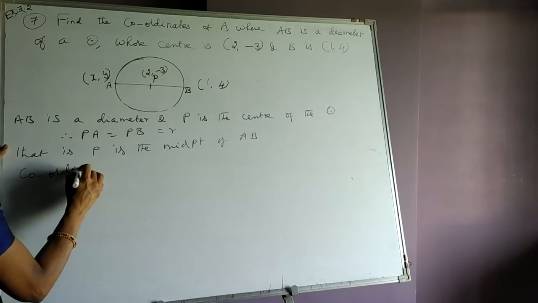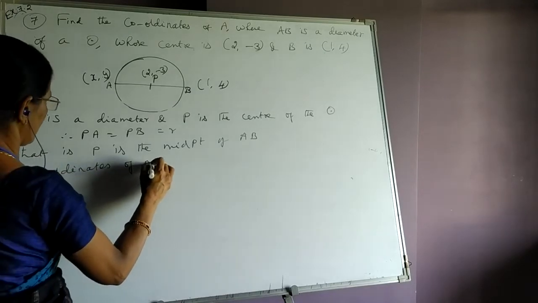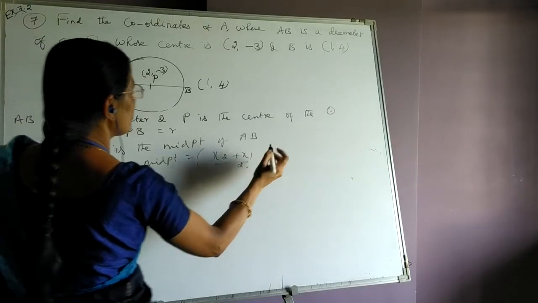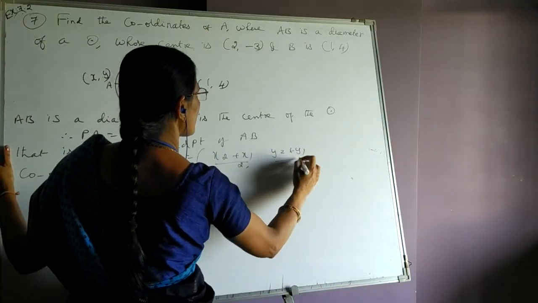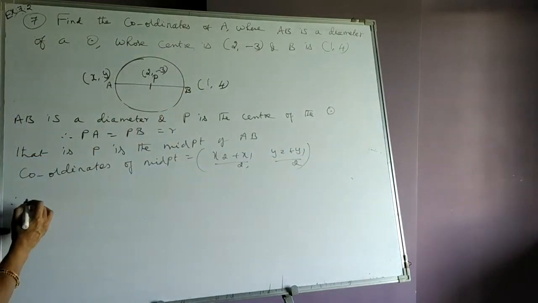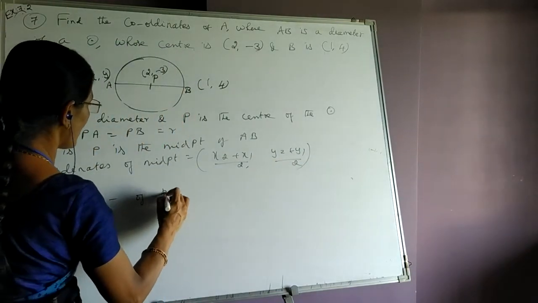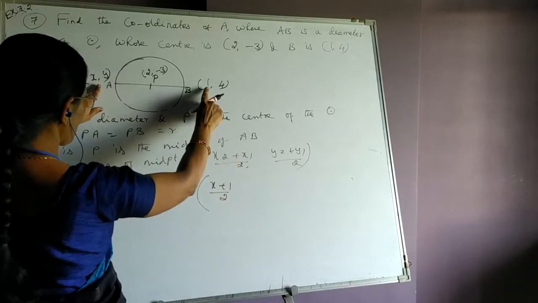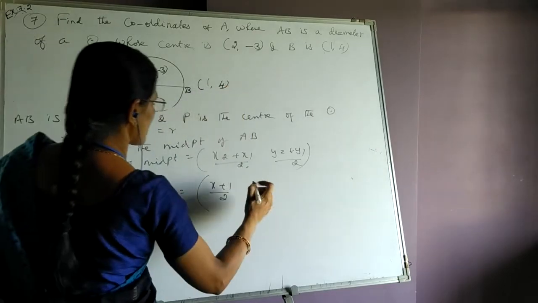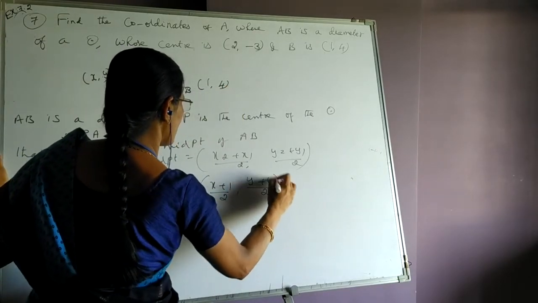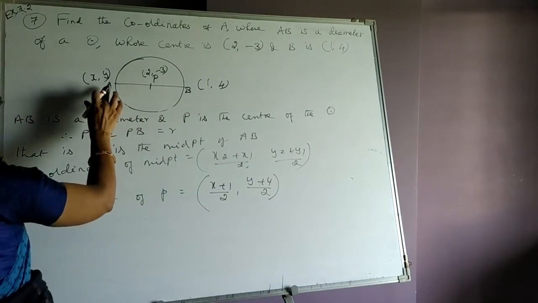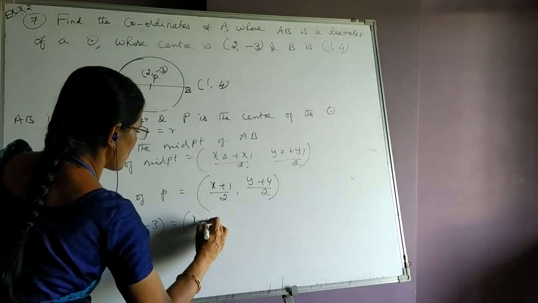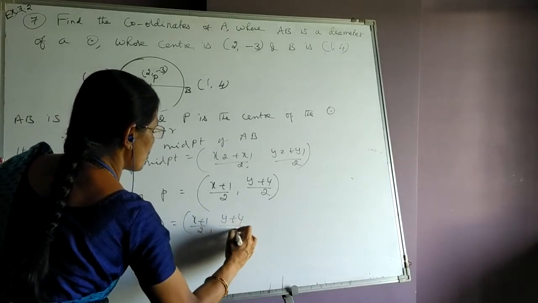Coordinates of midpoint is the sum of the x coordinates divided by 2 and the sum of the y coordinates divided by 2. Therefore, coordinates of P is equal to x plus 1 divided by 2, the sum of the y coordinates divided by 2. What are the coordinates of P? It is 2, minus 3 is equal to x plus 1 upon 2, y plus 4 upon 2.